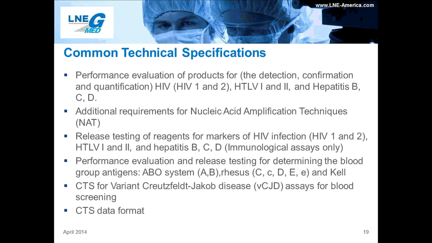The CTS covers performance evaluation of products for HIV, HTLV, and hepatitis B, C, and D. There are also additional requirements for nucleic acid amplification techniques. Specifications are established for release testing of reagents for markers of HIV infection, HTLV, and hepatitis B, C, and D. Specifications are established for performance evaluation for products determining the blood group antigen, and also the release testing of products for determining the blood group antigen. And finally, specifications for variant Creutzfeldt-Jakob disease assays for blood screening were added as part of the latest common decision.